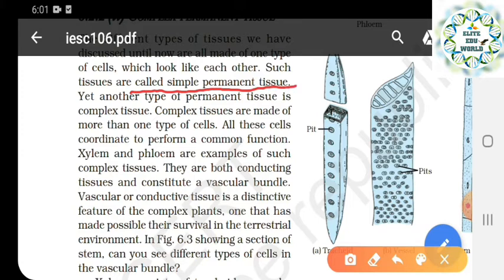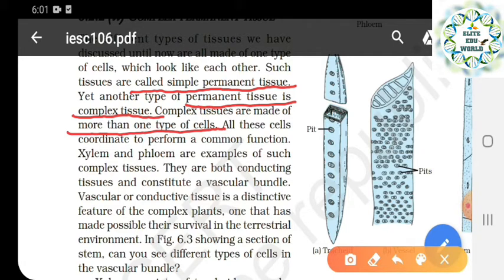Now we'll start another type, that is called a permanent tissue, but it is a complex type of tissue. Why is it called complex? Because they are made by more than one type of cell. This is the reason. That is why it is called complex. More than one type of cells are there to make this.